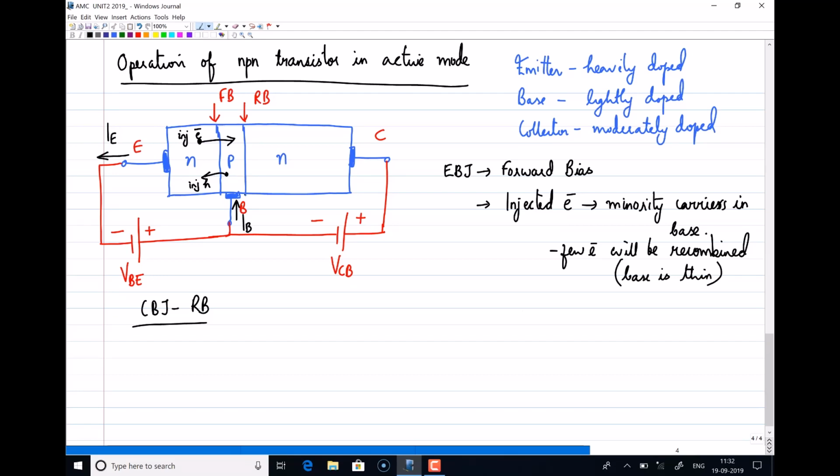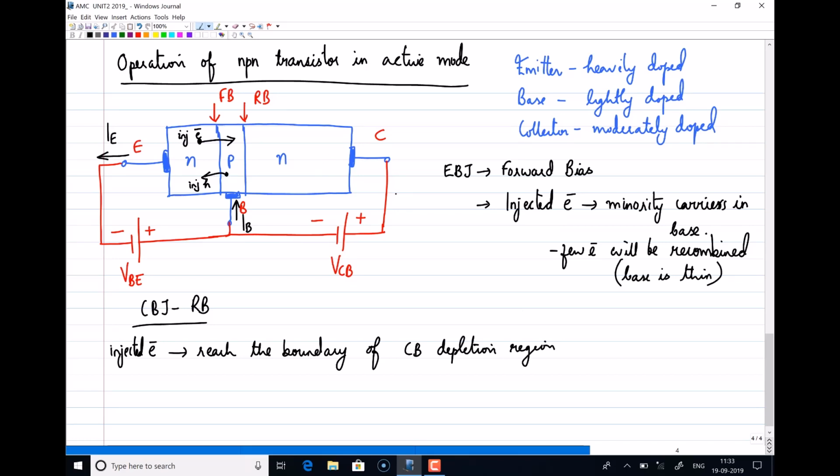Now, since this junction is reverse biased, there will be a small depletion region across this PN junction. The injected electrons from the emitter, after recombination, will reach the boundary of this collector base depletion region, because of the reverse bias of the collector base junction.